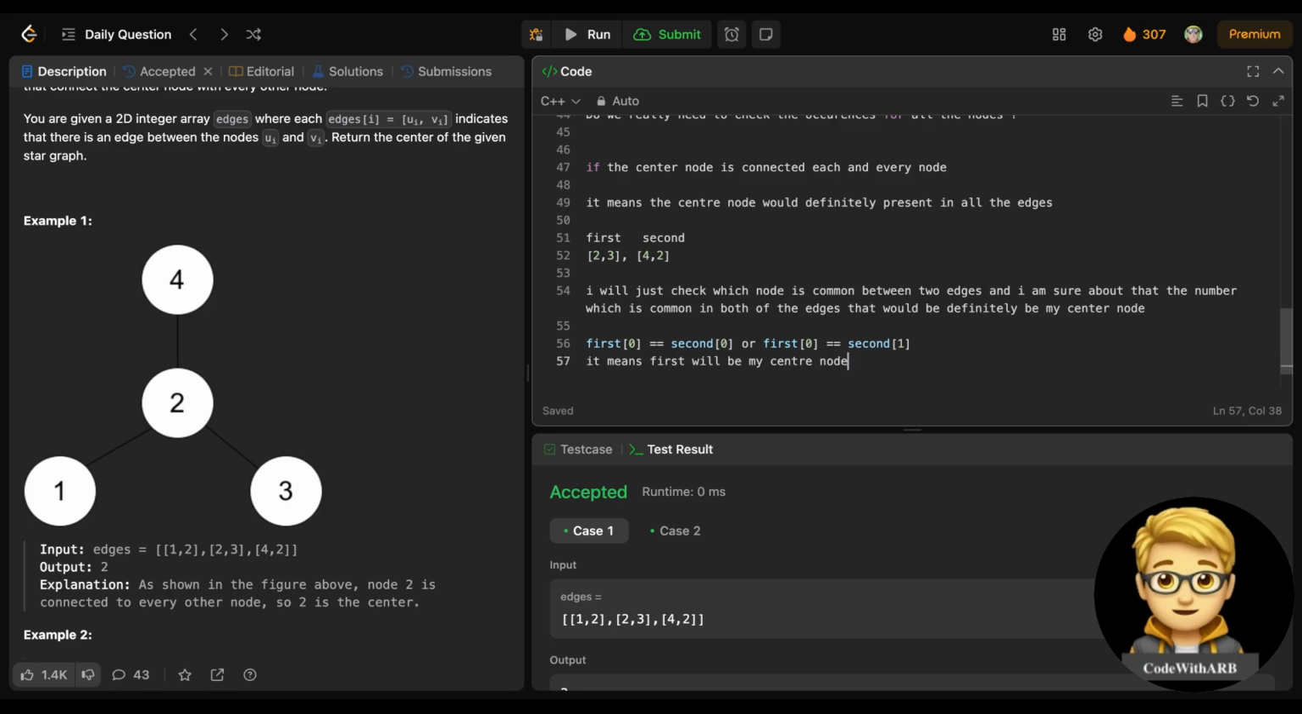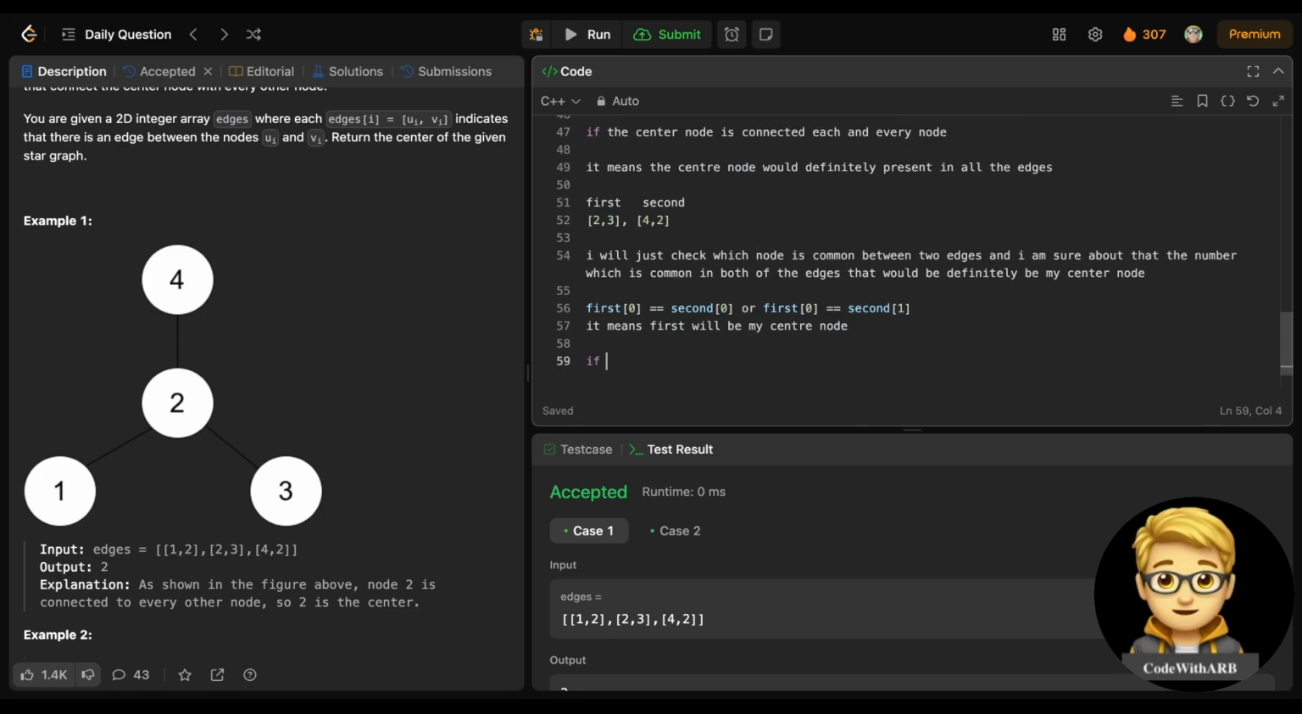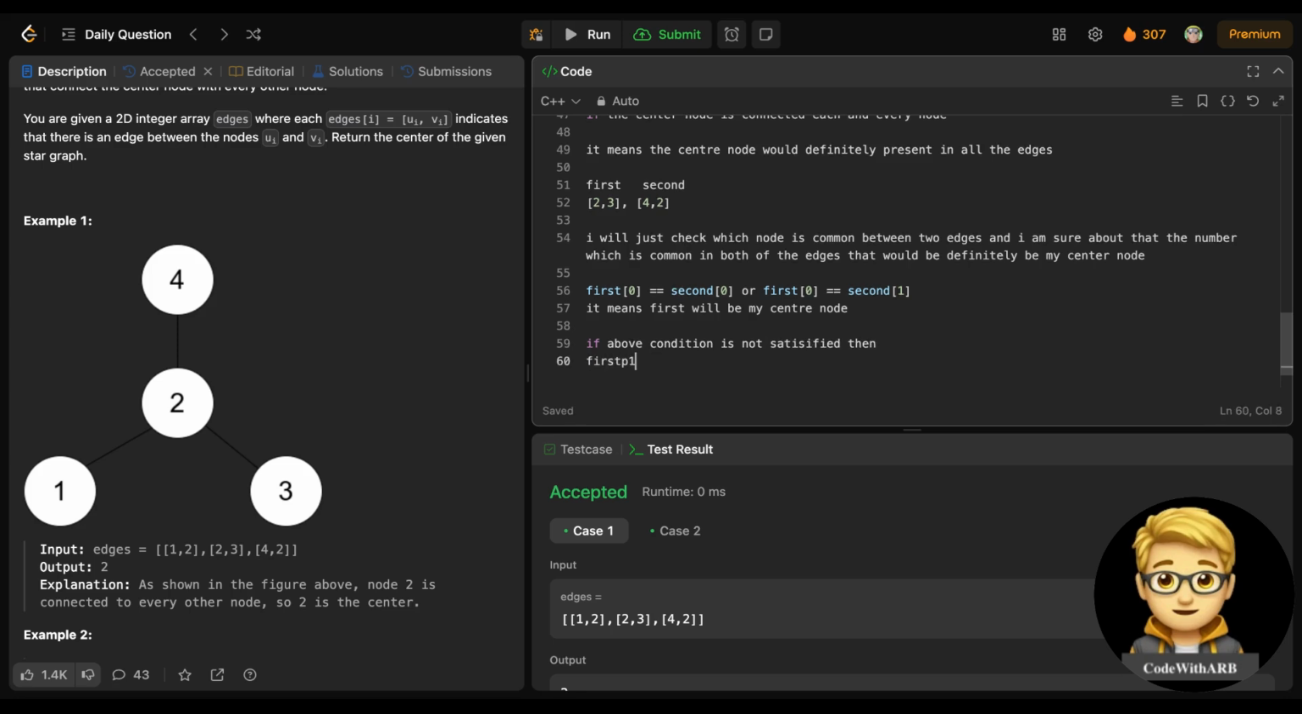Otherwise, if this doesn't happen, it means definitely my first one. It means if the above condition is not satisfied, then the first one will be my center node. How am I saying that? See, I'm sure about that.